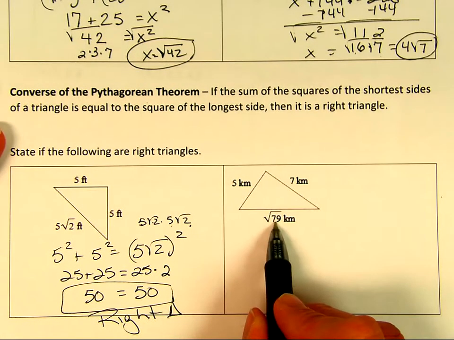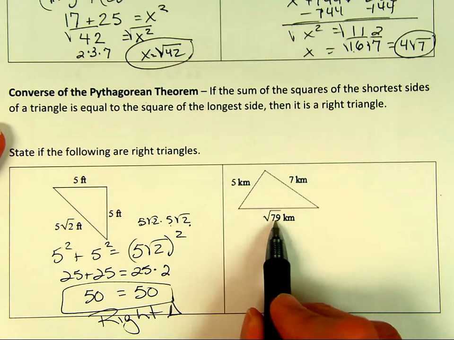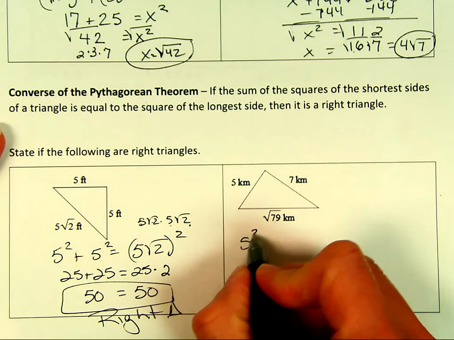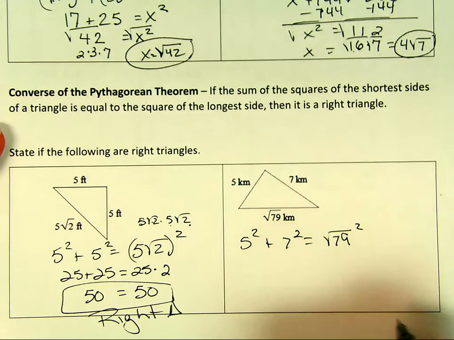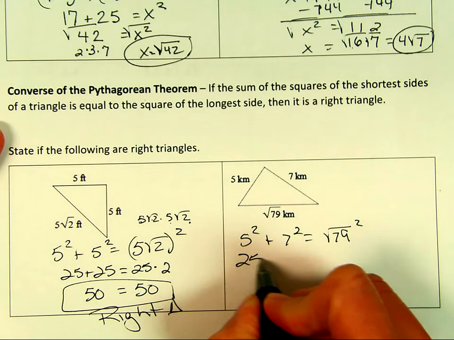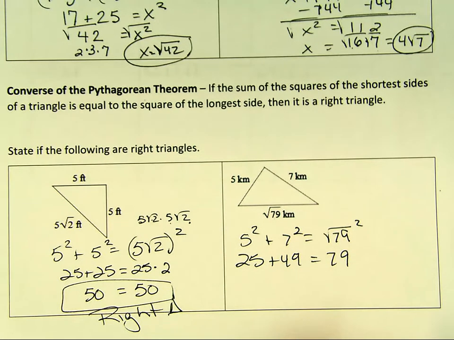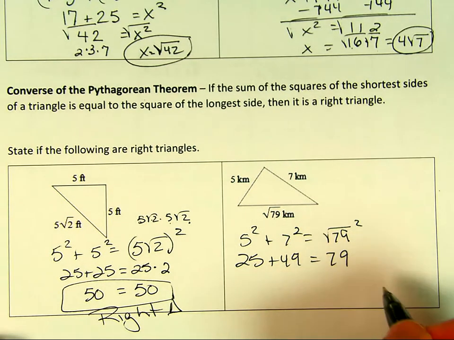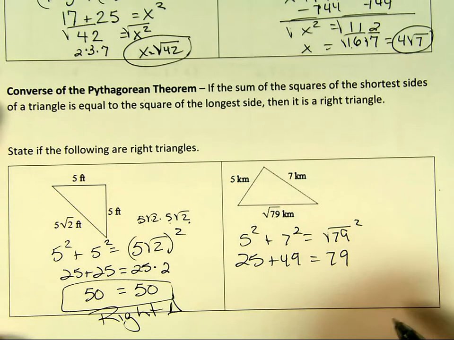The square root of 79 I know is 8 point something, because the square root of 81 would be 9. So I know that that's the longest side. So 5 squared plus 7 squared has to equal the square root of 79 squared. So that's 25 plus 49 has to equal 79. Remember again, when you square a square root, they cancel each other out. Those are opposite operations. So the square root of 79 squared is just 79.